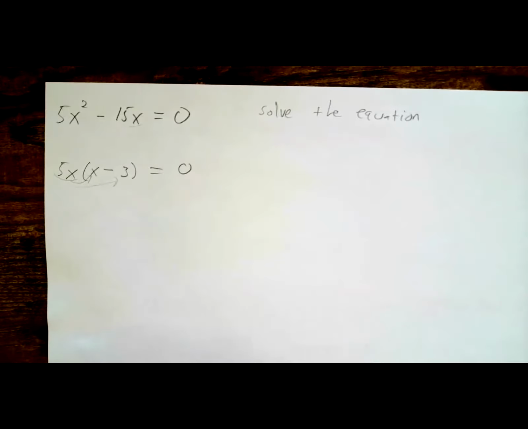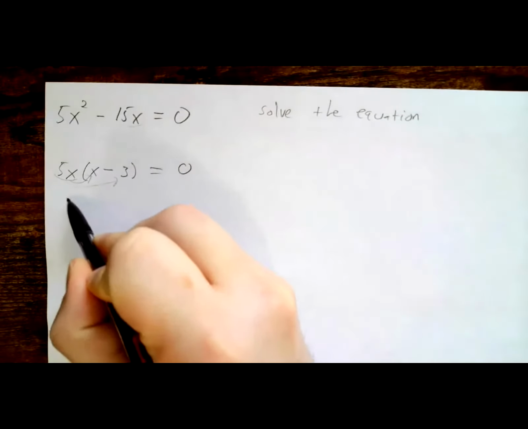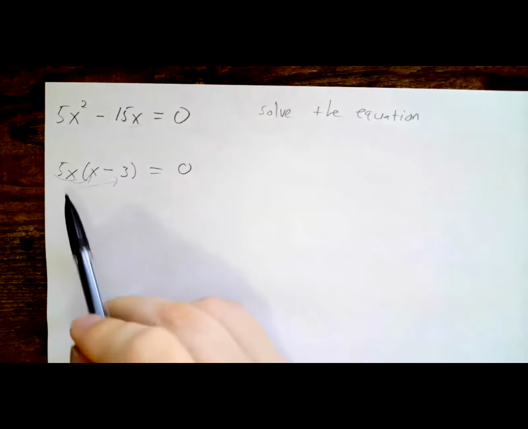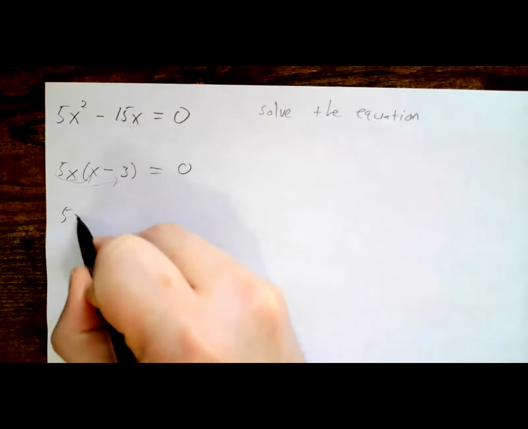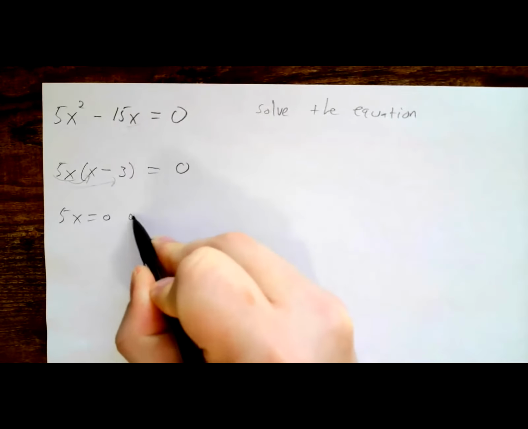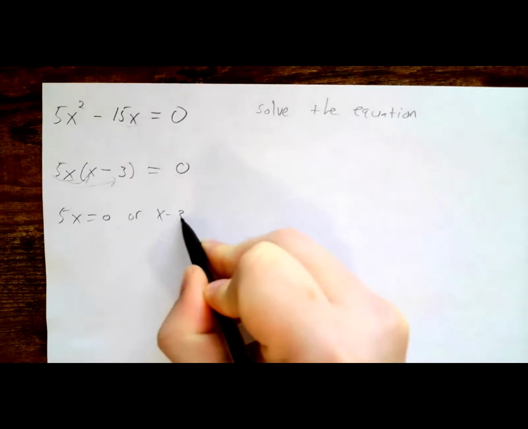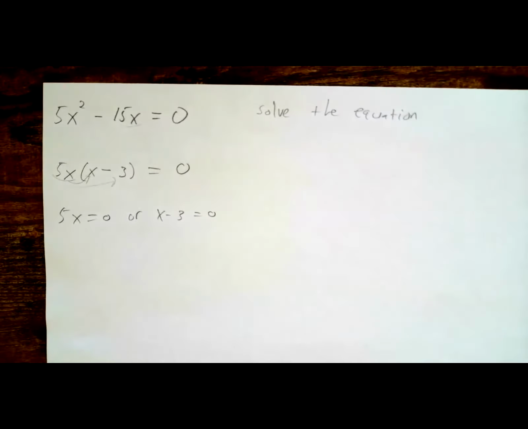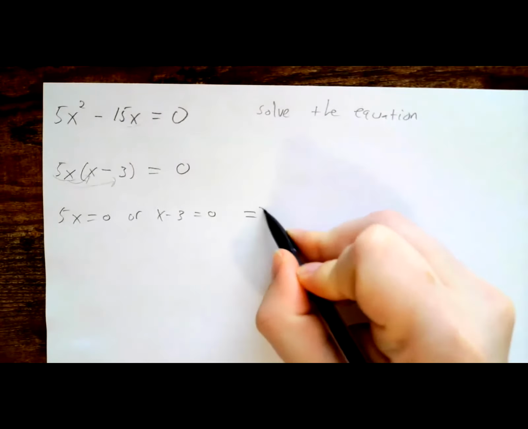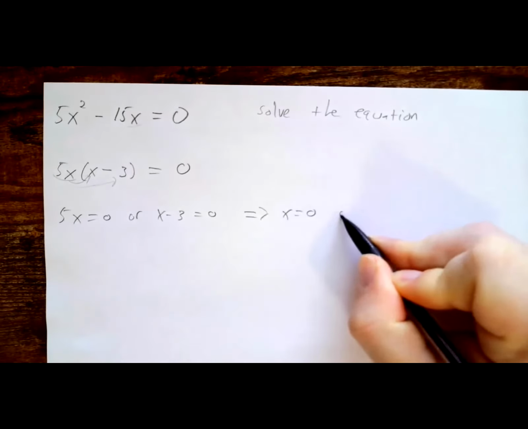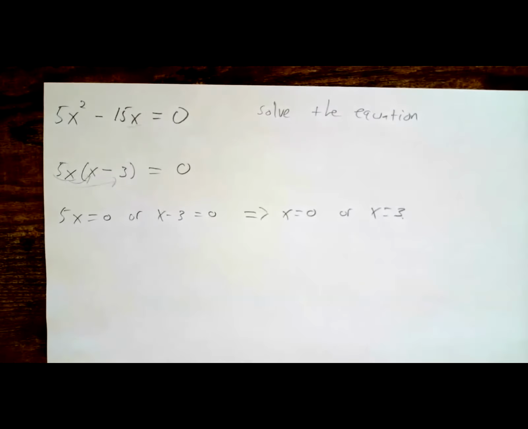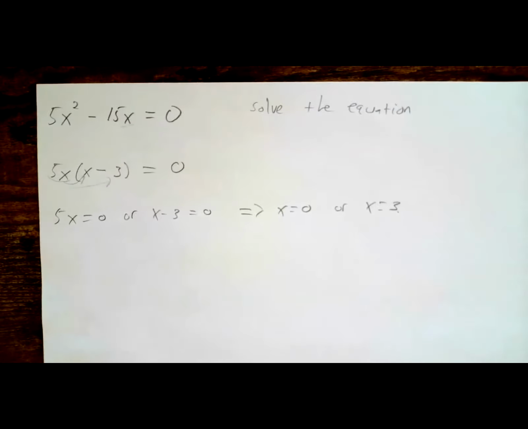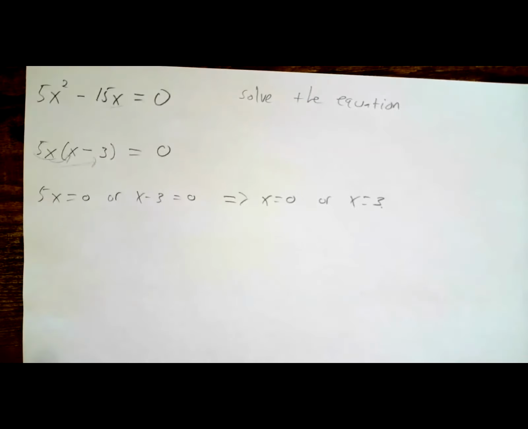And that's going to give me, well, if I want to now solve that this is equal to 0, that means that one of the factors has to be 0. It's going to give me 5x equals 0, or x minus 3 equals 0. So that's going to tell me that either x equals 0 or x equals 3. So those are the two possibilities. So are there any questions or comments about that from last time?